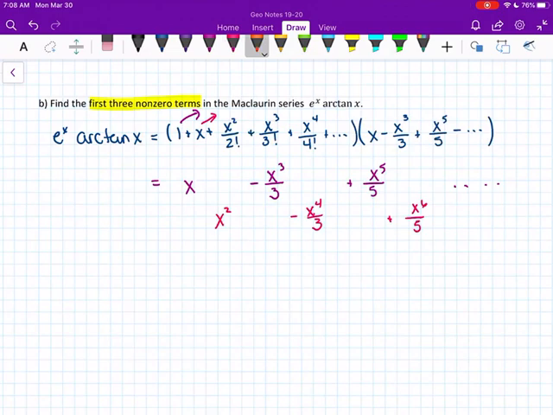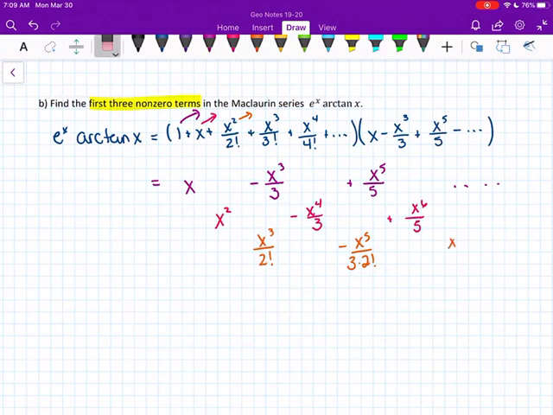When I distribute my next term, the x squared over 2 factorial, my first term is going to be x cubed over 2 factorial, and my next term is going to be negative x to the 5th over 3 times 2 factorial. And then I'm going to have an x to the 7th.